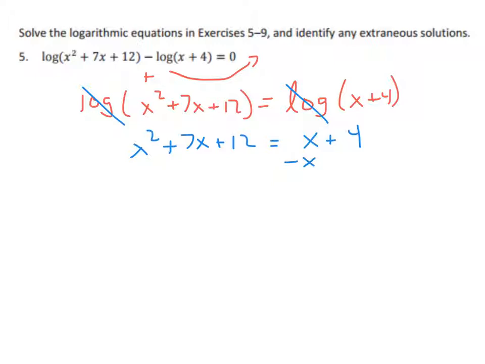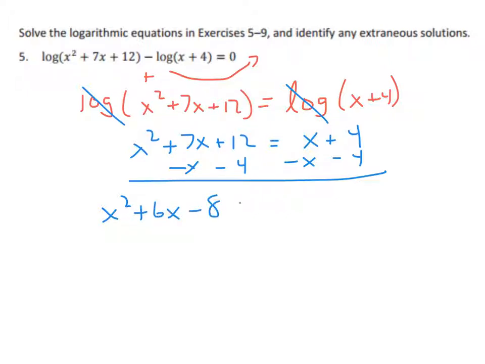Obviously the best thing to do is bring the x over. The x squared term's not going anywhere. Bring the 4 over by subtracting it. And you now have x squared plus 6x plus 8 equals 0. Now we can go back and factor it.